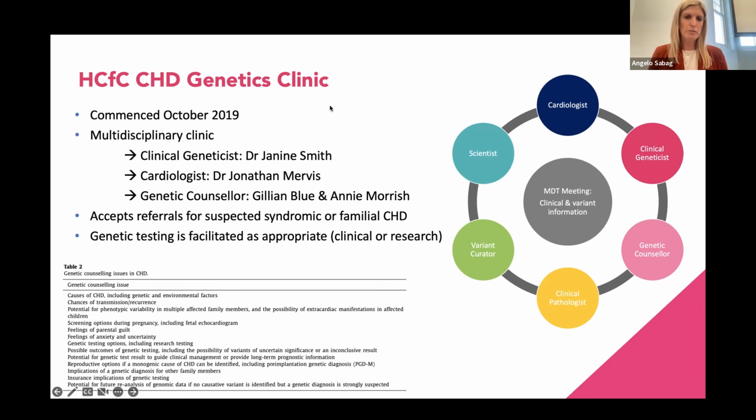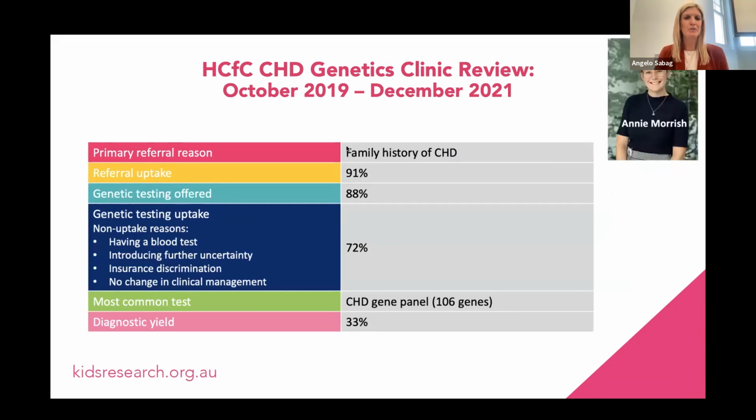It's a multidisciplinary clinic model. We have clinical geneticists, genetic counselors, scientists, but also cardiologists involved. And I think it's really important for this patient group to have the involvement of all these different areas of expertise. Annie Morrish, one of my students, did a quick review of our clinic, looking at how we're doing over a 2-year period.